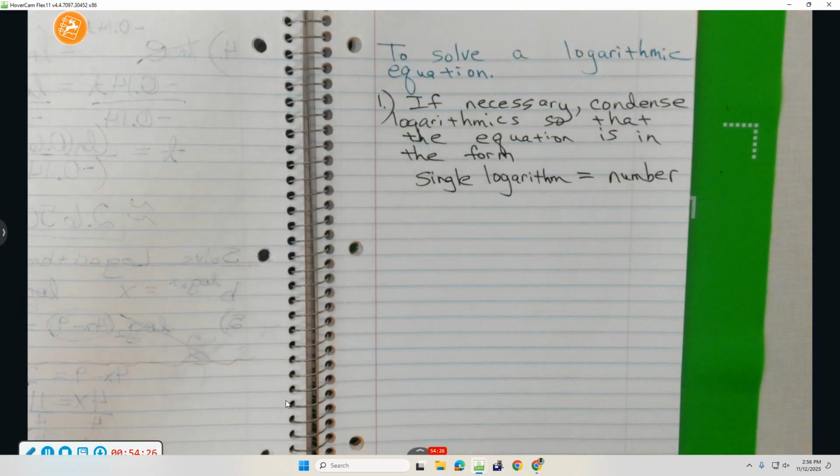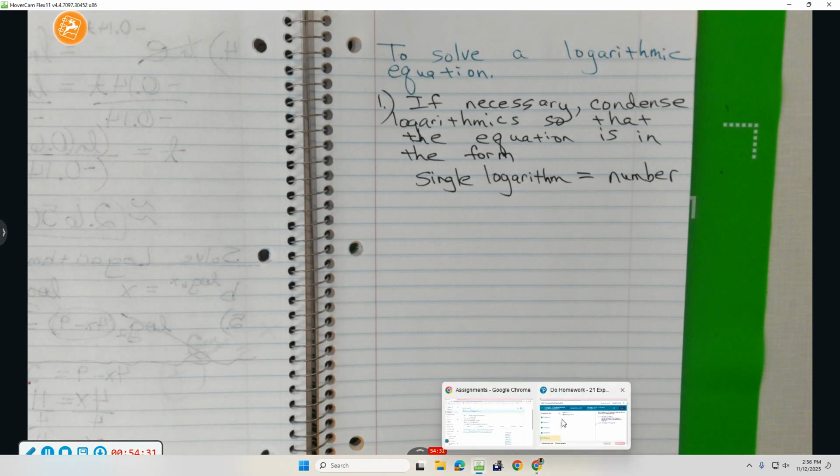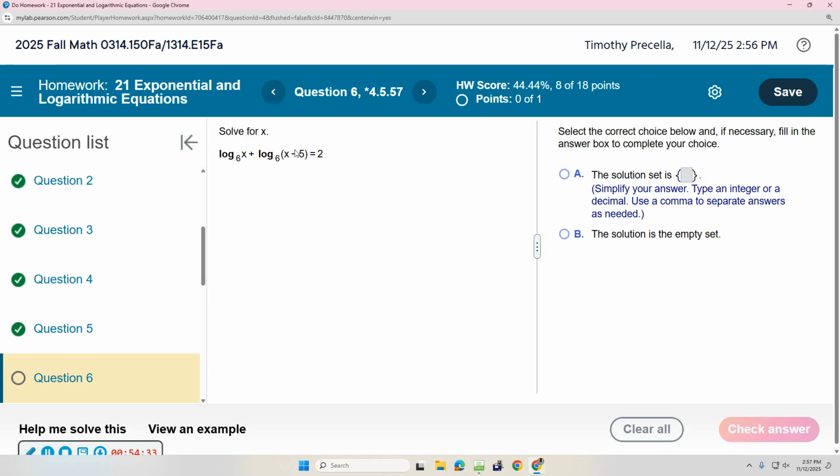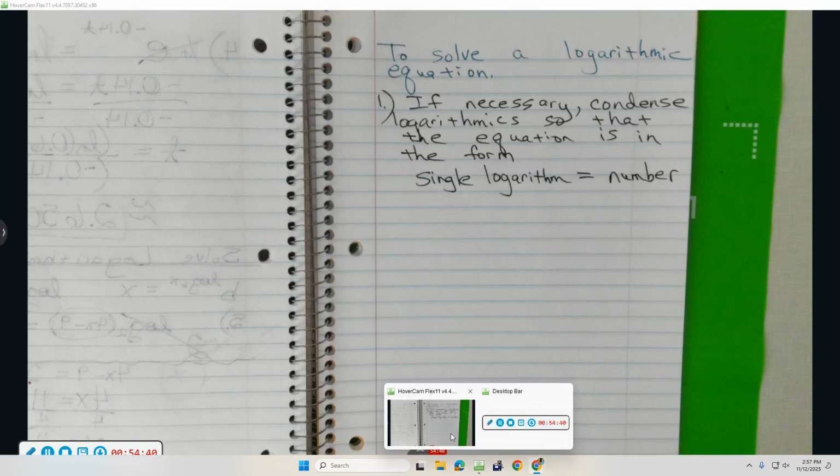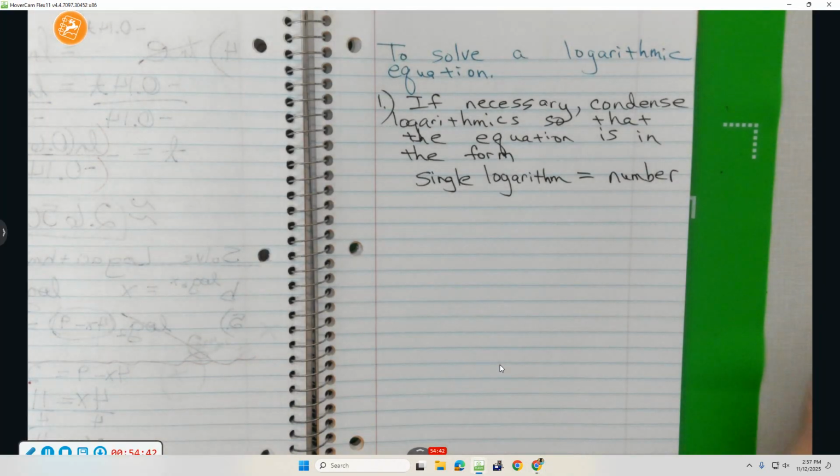But when you look at number 6, notice there are 2 logarithms on the same side. We're going to have to condense those. So be thinking about that as I write out the rest of the steps.